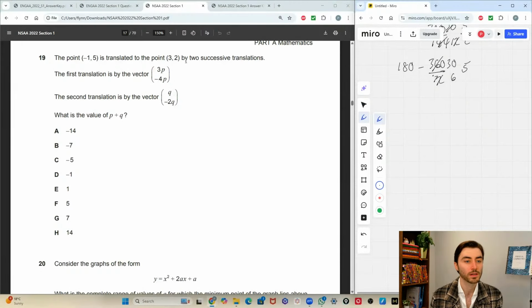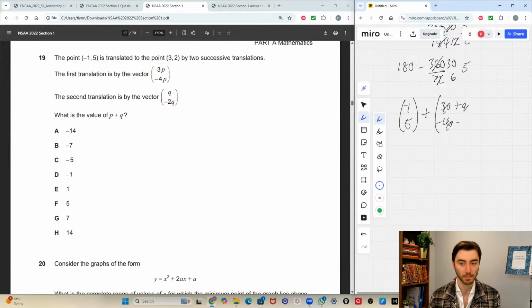So the point is translated to the point by 2 successive translations. The first translation is by that. The second translation is by that. So the total translation, you start off at -1.5, and then you're going 3p plus q and minus 4p minus 2q, and you're ending up at 3.2. What is the value of p plus q?